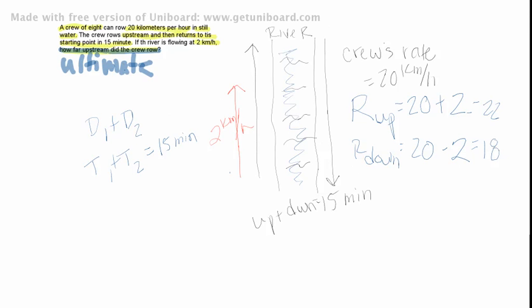So we know that distance equals rate times time, and we know that distance up equals distance down. And notice I'm using 1 and 2 here, but you could use up and down. Either one works for me. So you have distance equals rate times time.